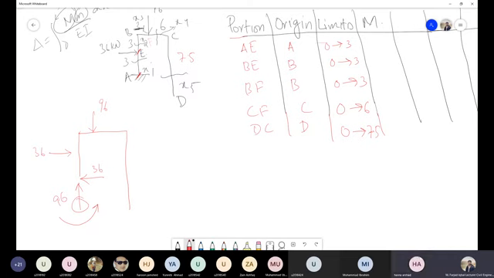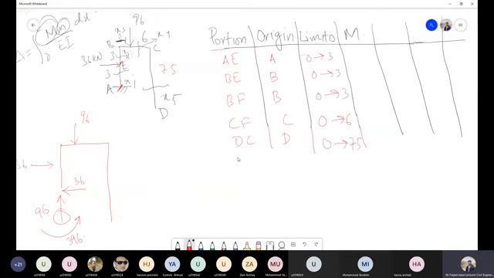So 396. Yes. So this moment would be 396. So what will be the moment equation for portion AE or for section 1? What will be our moment equation? Harun, what will be the equation? Sir, can you repeat the question please? What will be the moment equation for section 1? This is our section 1.